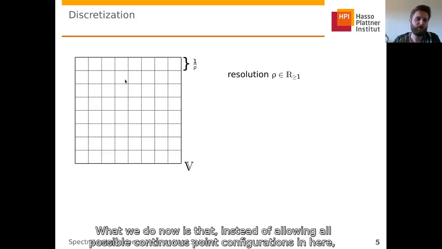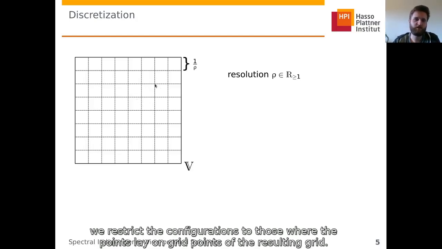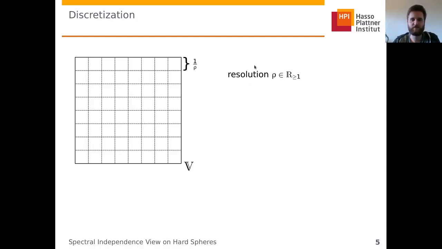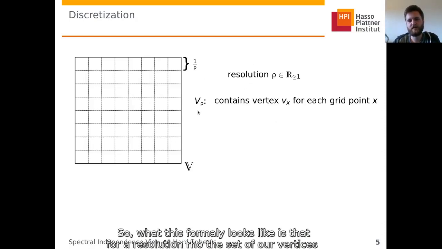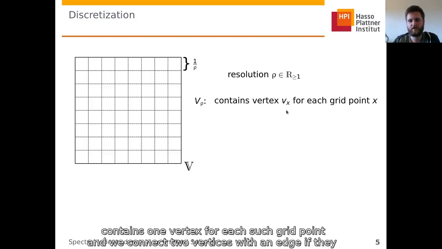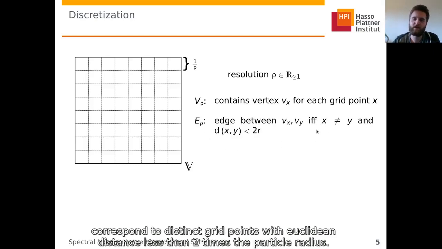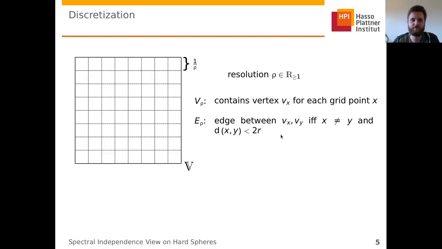And what we do now is that instead of allowing all possible continuous point configurations in here, we restrict the configurations to those where the points lay on grid points of this resulting grid. So what this formally looks like is that for a resolution, the set of our vertices contains one vertex for each such grid point, and we connect two vertices with an edge if they correspond to distinct grid points with Euclidean distance less than 2 times the particle radius.